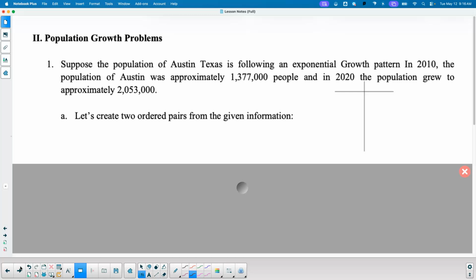So suppose the population of Austin, Texas is following an exponential growth pattern. In 2010, the population of Austin was approximately 1,377,000 people, and in 2020, the population grew to approximately 2.053 million people. We want to create 2 ordered pairs from that information. What's our first ordered pair? 0, comma, what?